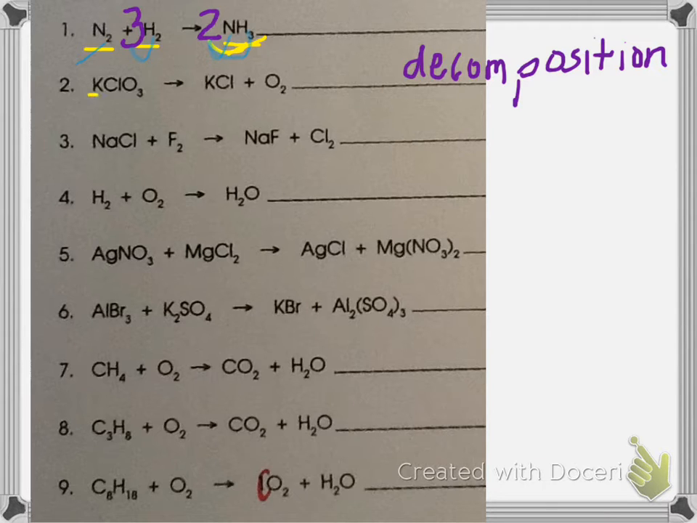I have 1 potassium here and I have 1 potassium here. I have 1 chlorine here and I have 1 chlorine here. I have 3 oxygen on the reactant side and 2 oxygen on the product, so I'm going to be able to make them both a 6. To get 6 oxygen on the reactant side, I need a coefficient of 2. To get 6 oxygen on the product side, I need a coefficient of 3.